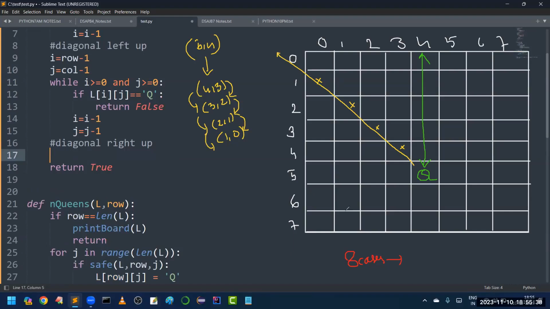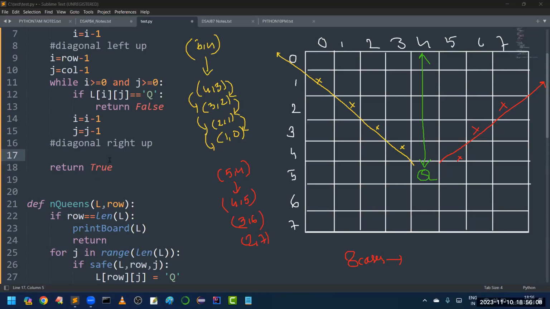So similarly, we have to check diagonal right up. So what will be the values? If you see the diagram, here we have to verify. So this coordinate, what is its value? Actually, the main value is nothing but 5, 4. The queen is available. Then what about this location? It is 4, 5. What about the next location? This one 3, 6. And what about the next location? It is nothing but 2, 7, like that we have.